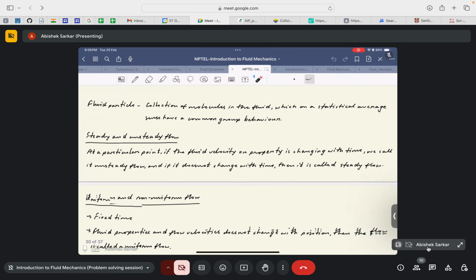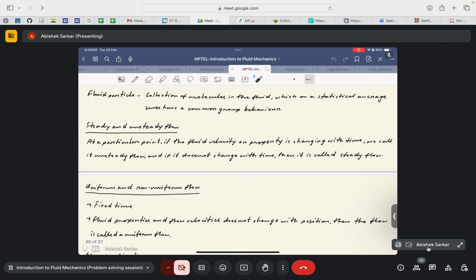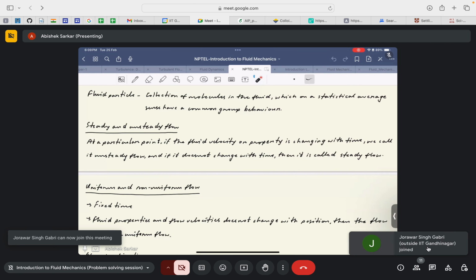Okay, so then comes the concept of steady and unsteady flow. As the name suggests, it's quite literally understandable.